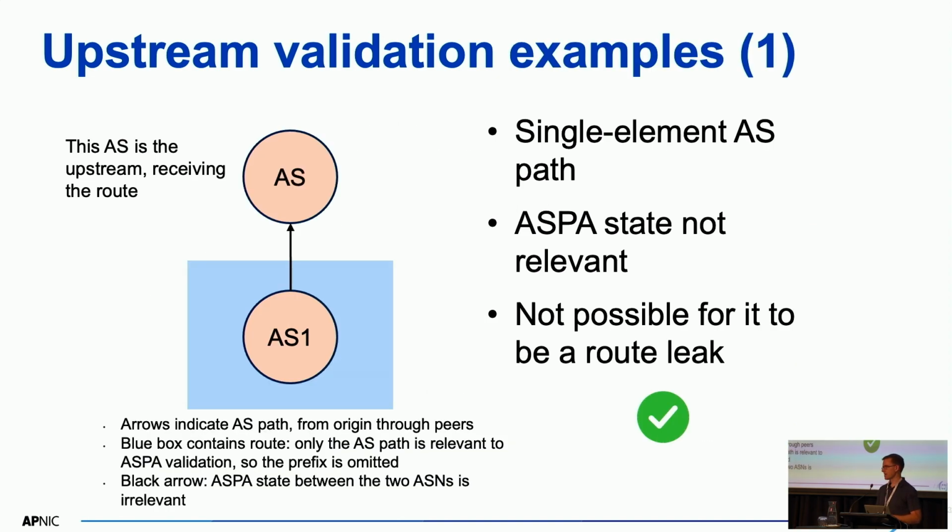The simplest case here is when you have a receiving AS that's upstream of the origin. The ASPA state in this case is irrelevant. The receiving AS knows what its relationship is with the sender. It's not possible for this to be a route leak, and it's declared valid.